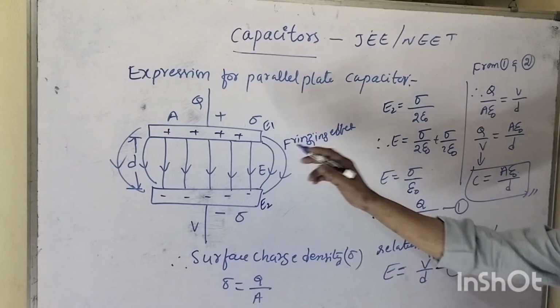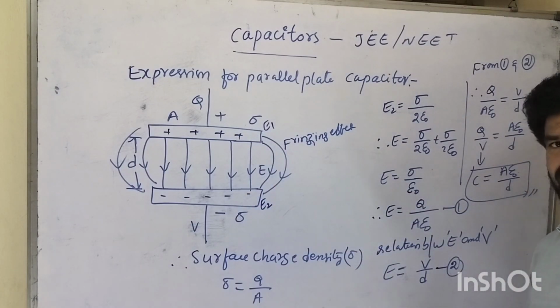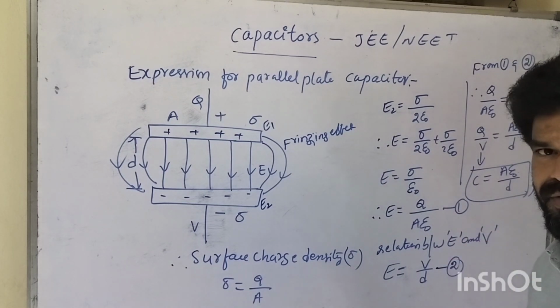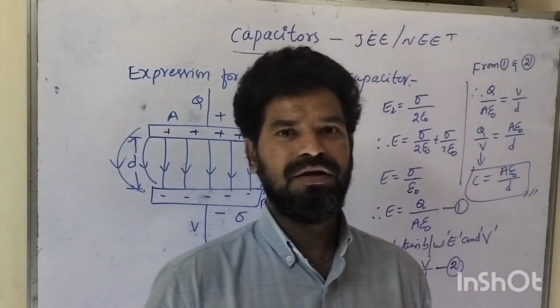A is the area of the plates, D is the distance between the plates, and epsilon naught is the permittivity, equal to 8.85 into 10 power minus 12 coulomb square per newton meter square. This is the expression for the parallel plate capacitor. I hope you understand well, right?